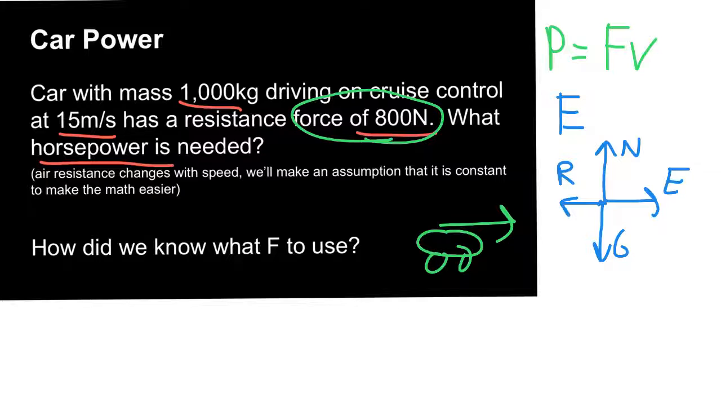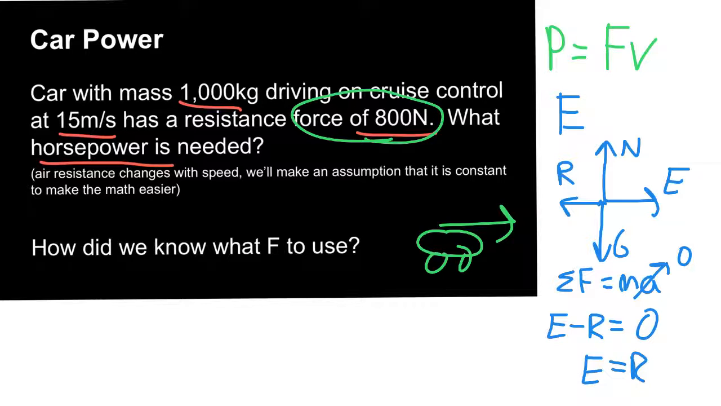How do we know what the engine force is going to be equal to? We're going to use sum of the forces equals mass times acceleration, and we're looking in the x. So I have engine minus resistance equals, it just says we're going 15 meters per second, so no acceleration. So acceleration is 0. That means that the engine force equals the resistance force, which equals 800 newtons.